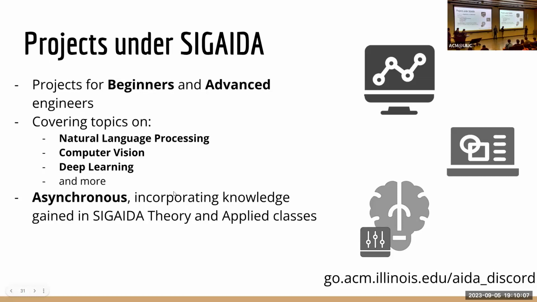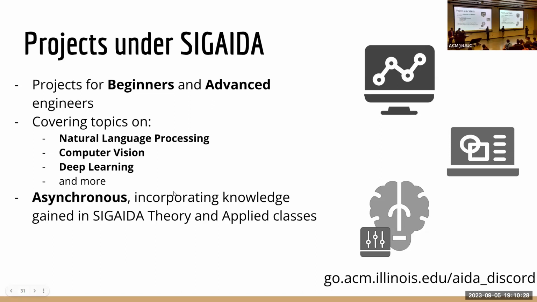So projects are going to be a little different this year. We're going to break it up into beginner and advanced, and we're going to be taking a lot of the content that you're going to learn from Jacob and Jeffrey under applied and theory, and we're actually going to be putting it into industry standard stuff that you're going to be building. We're going to be focusing on natural language processing, computer vision, deep learning, and a lot more.